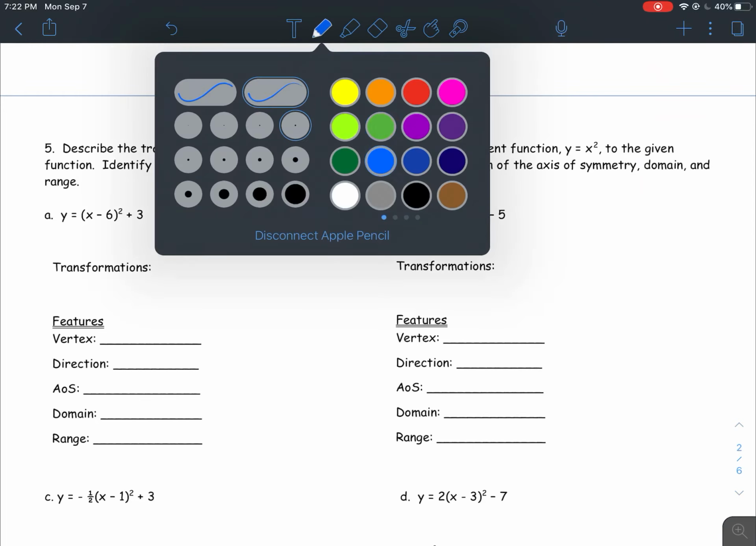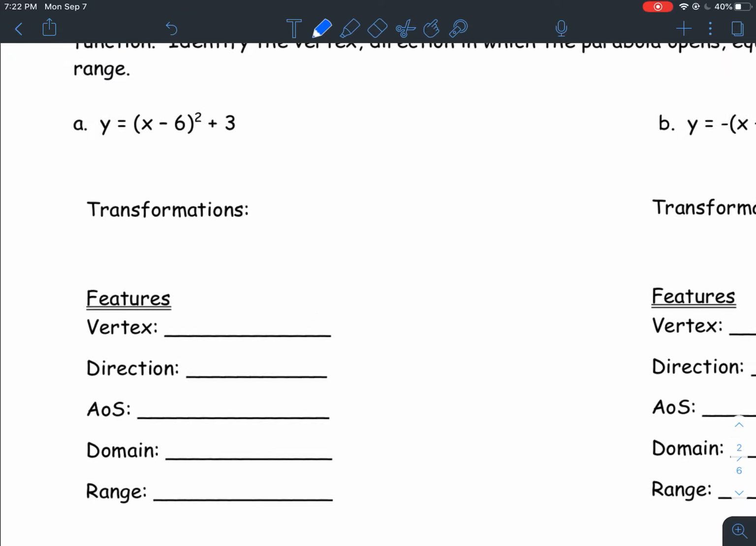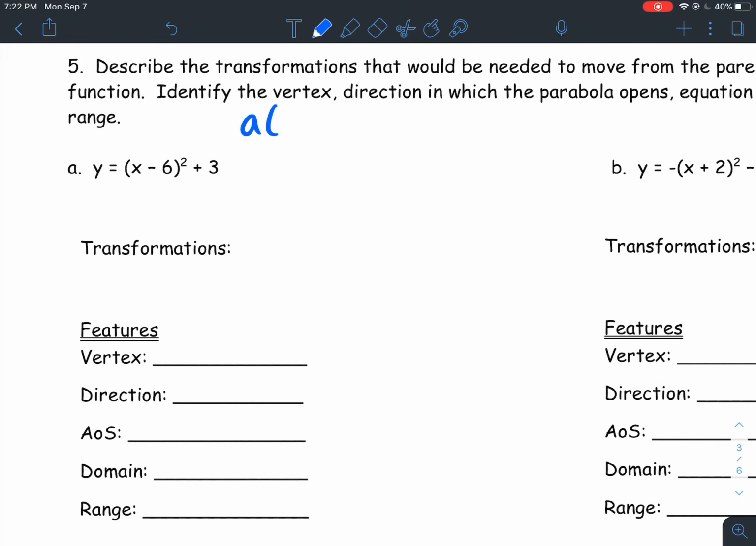All right, so next it says, describe the transformations that would be needed to move the parent function y equals x squared to the given function. Identify the vertex, direction in which the parabola opens, equation of the axis of symmetry, domain, and the range. Okay, so let's go ahead. If we're looking at this one here, keep in mind we're using a times (x minus h) squared plus k, right? So think about what each one does. If you notice here, a is just 1, so a didn't do anything. A is just regular, but we do have a different h and k.